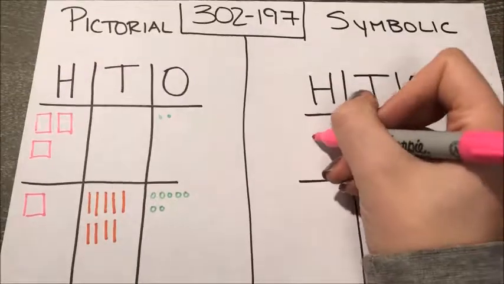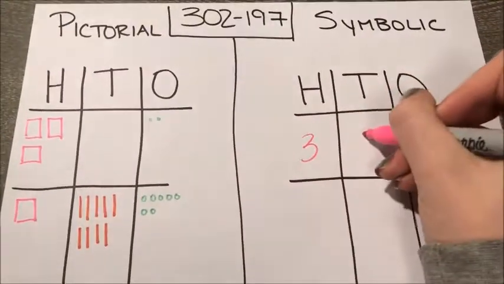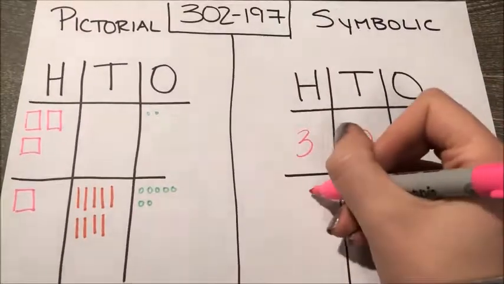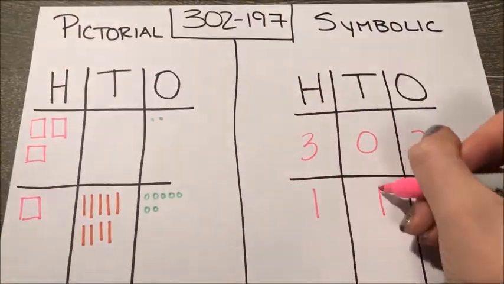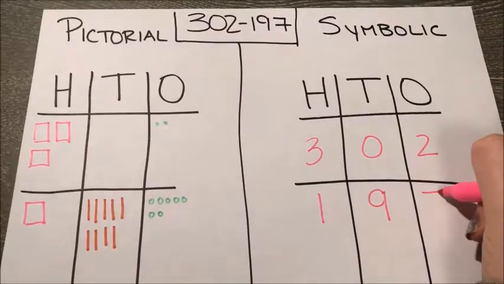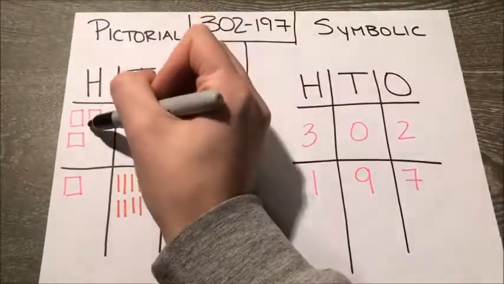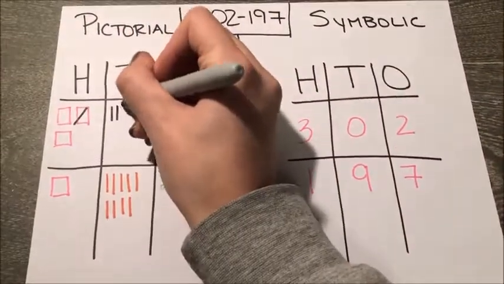Symbolically, I represent this by writing 3 in the hundreds column, 0 in the tens column, and 2 in the ones column for my minuend, 1 in the hundreds column, 9 in the tens column, and 7 in the ones column for my subtrahend. So I'm now going to show what I did with the base 10 blocks pictorially.